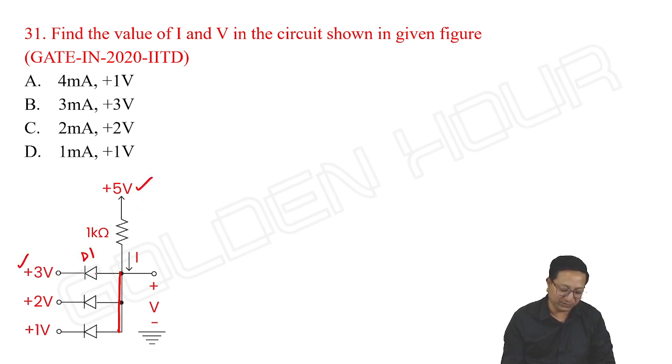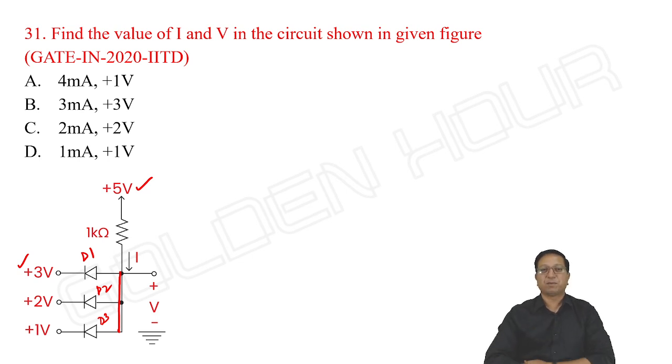If I assume this as D1, it looks like D1 is conducting. And D2, the anode is going to 5, cathode is going to 2. It looks like D2 is also conducting. And if I assume this as D3, anode is going to 5, cathode is going to 1, D3 is also conducting. But it looks like all three diodes are conducting at the same time. We can't find the currents ID1, ID2 and ID3.